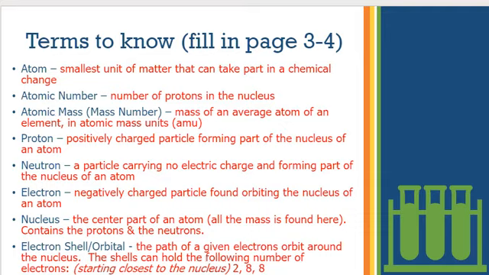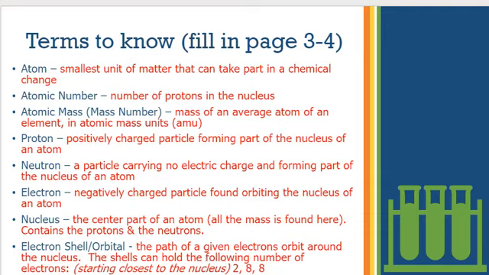So the atom is the smallest unit of matter that can take part in a chemical change. It's the smallest piece of an element. Atomic number is found on the periodic table, and this tells us the number of protons in the nucleus. Atomic mass, or the mass number, we're going to use those two terms interchangeably here in Science 9, is the mass of an average atom of an element, and it's measured in atomic mass units.